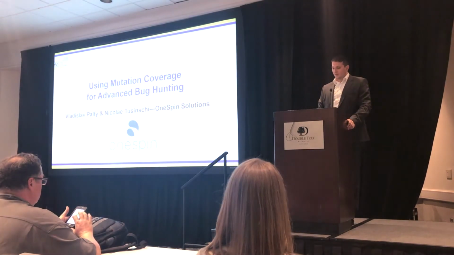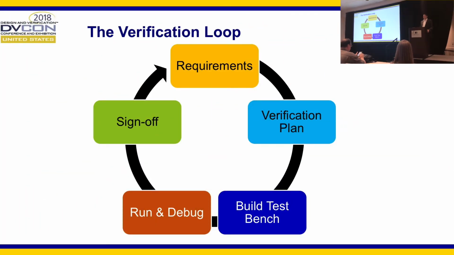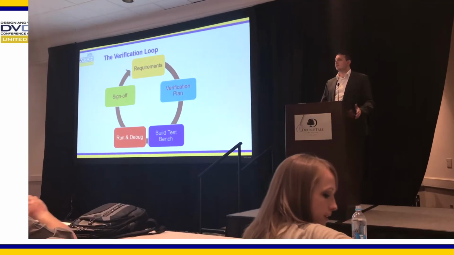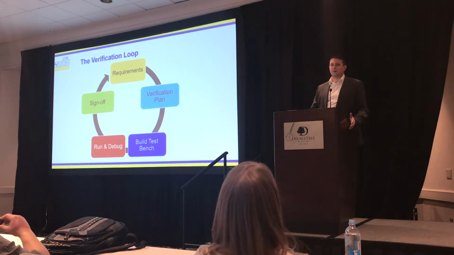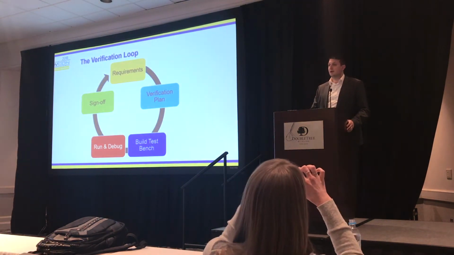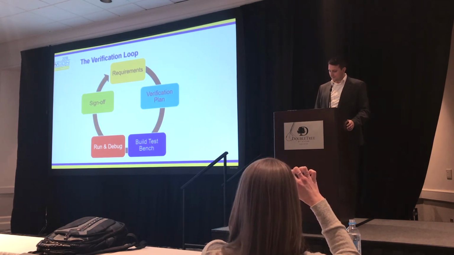I will be taking you through the first part of the presentation, using mutation coverage for advanced bug hunting. And I want to start with something that we are all familiar with by introducing the standard verification loop. So namely, this is what we all do. We go from requirements, we derive a verification plan, we build our test benches, then we run some debug, and if everything's okay, we can get to sign off. And this is what people are used to doing, but we want to approach this from a formal perspective and see how this can be done using formal verification.